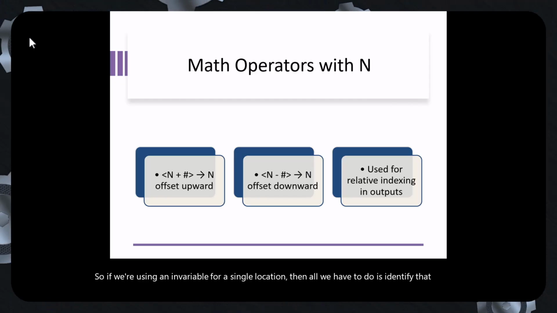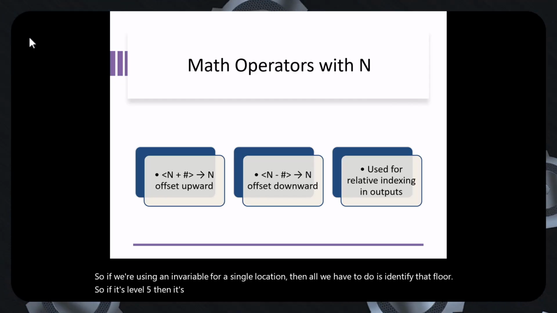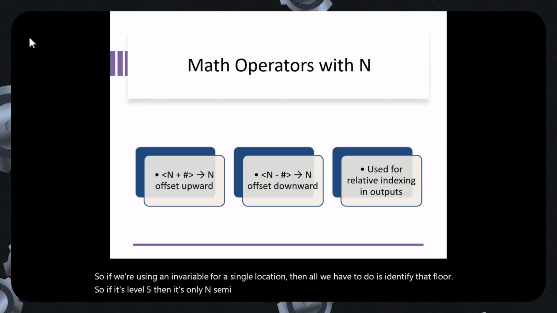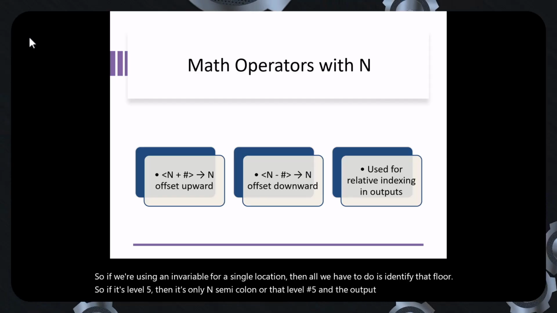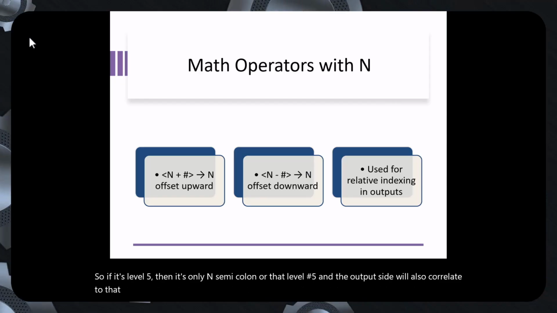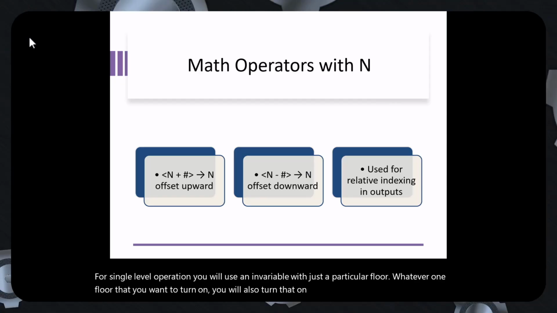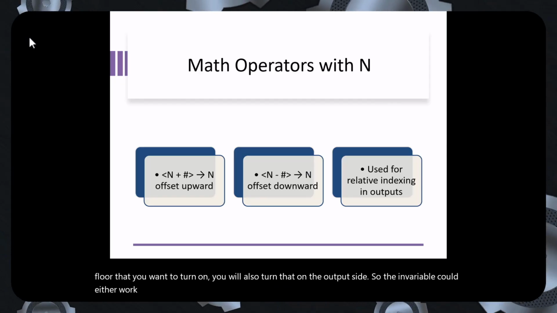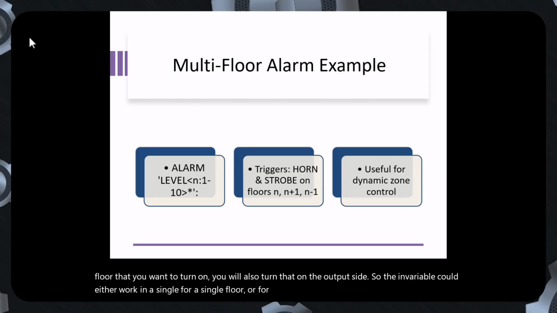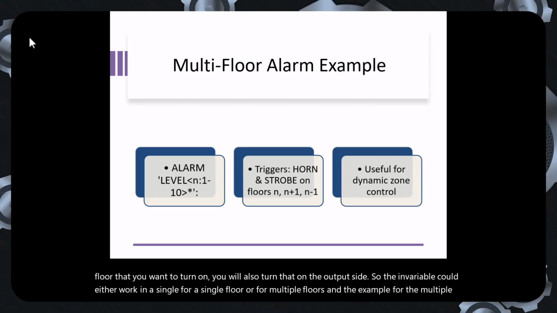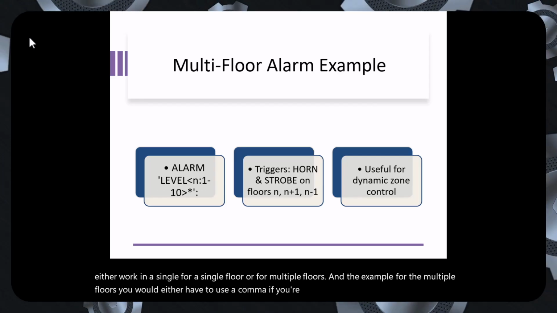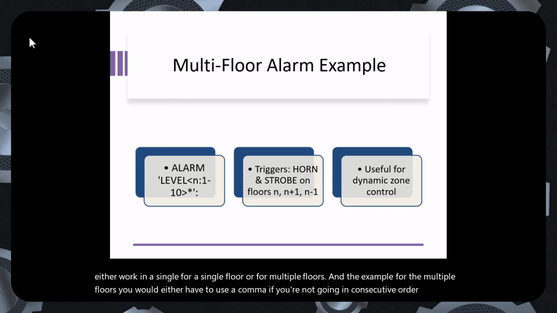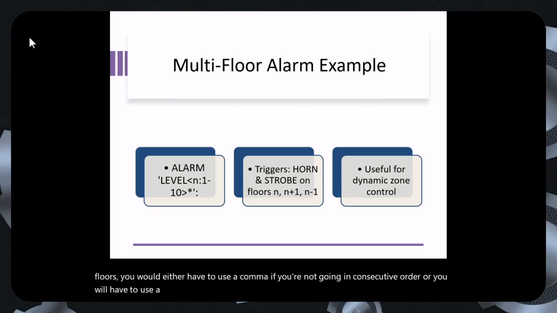So if it's level 5, then it's only N semicolon 5. And the output side will also correlate to that same level for that output on that particular floor. So the N variable can either work for a single floor or for multiple floors. For the multiple floors example, you will either have to use a comma if you're not going in consecutive order, or you will have to use a dash if you're going in consecutive order.